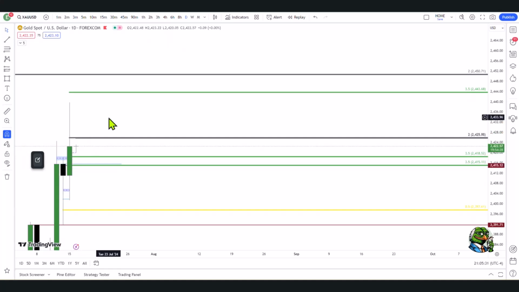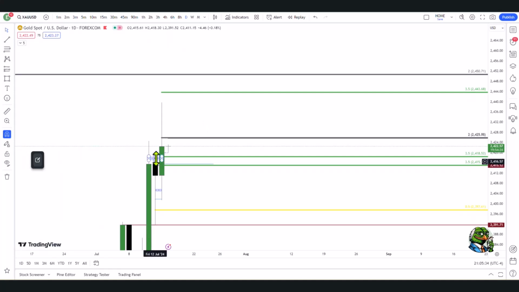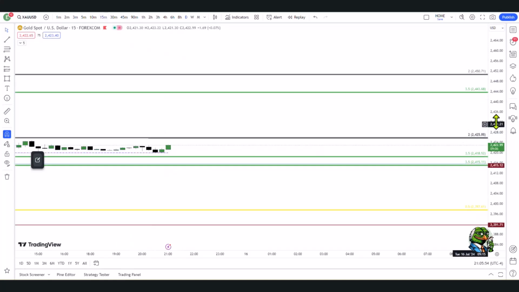Now, this is on TradingView, and the low here on TradingView is 2420. However, on my other platform, MT4, I can see that we've actually come down to 2420. Okay, so that's good. Now, if I go to a 15-minute chart, let's have a look at a couple of things here.